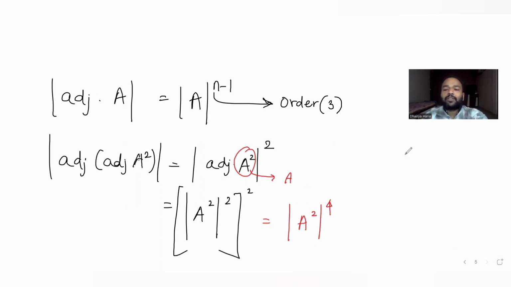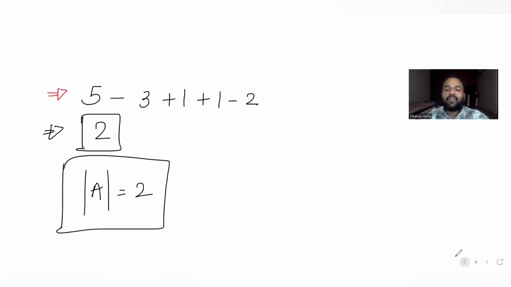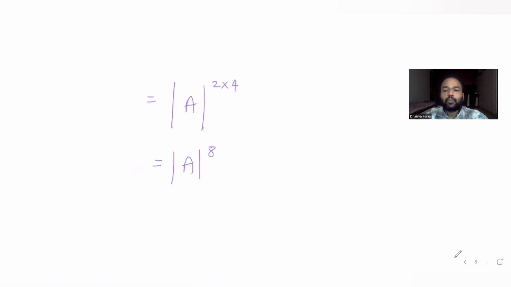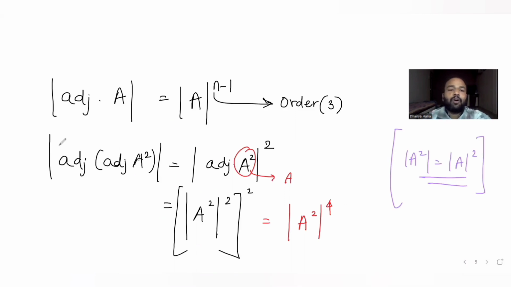And determinant of A square we already know by the idea. I can write that also as determinant of A the whole square. So you get this entire thing becoming determinant of A square into 4, so determinant of A raised to 8. And determinant of A, we just figured out the value that comes out to be 2. So we get the answer as 2 raised to 8 for the question which is asked to us, to find the determinant of adjoint of A square.